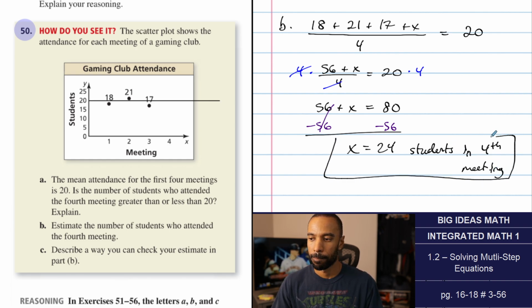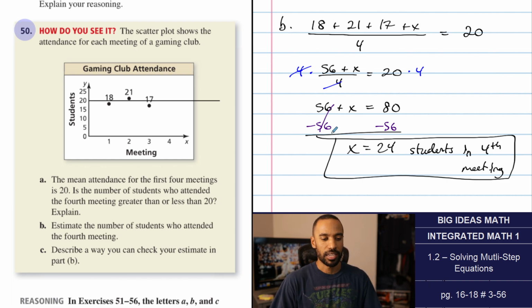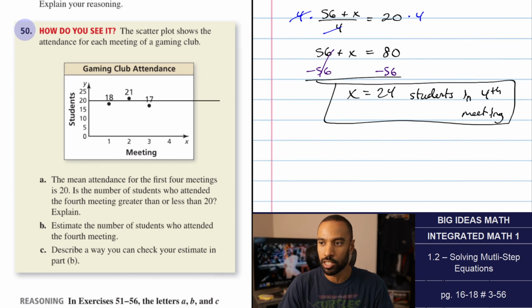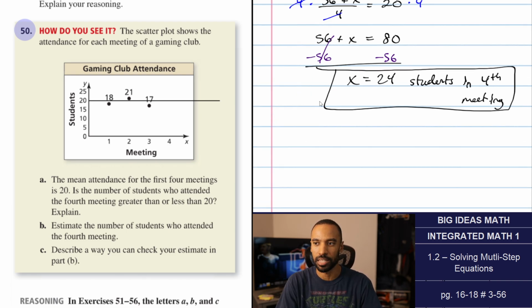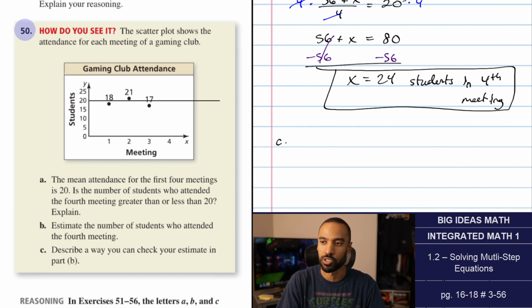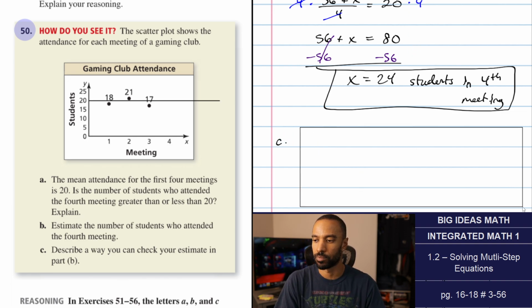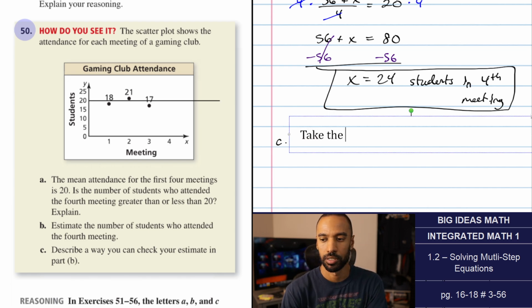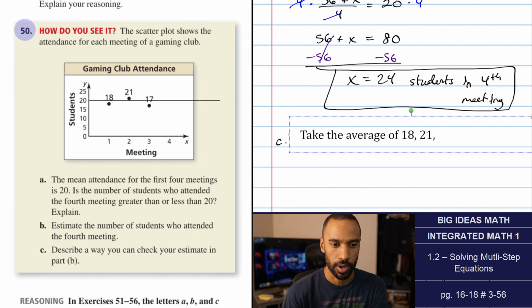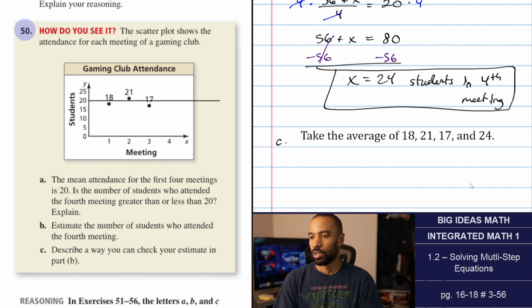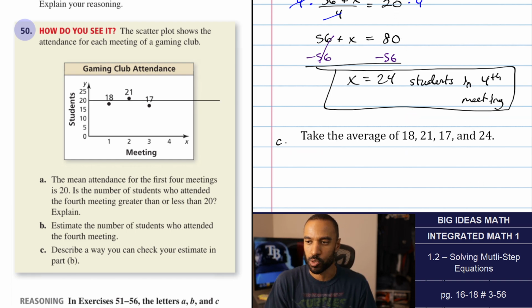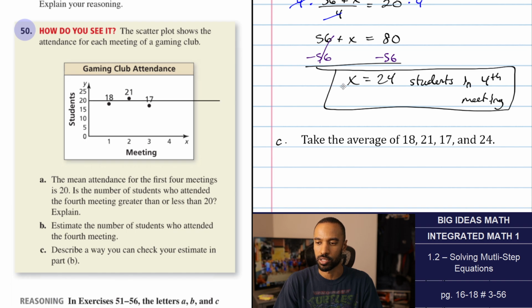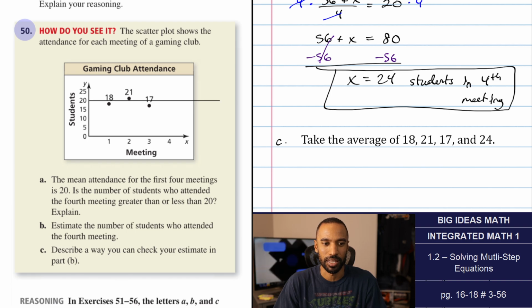So there's that. They state, describe a way you can check your estimate in part B. I can calculate the average. Literally, I can do this right here, but that's just going back to the equation. So it's a double check. I don't know, unless they're asking for something else. But take the average of 18, 21, 17, and 24. 18 plus 21 and 17 add to 56. 56 plus 24 is 80. 80 divided by 4 is 20. That all works out. So that's what I'm going with. Even though my equation set that up, I suppose it's still working that way.